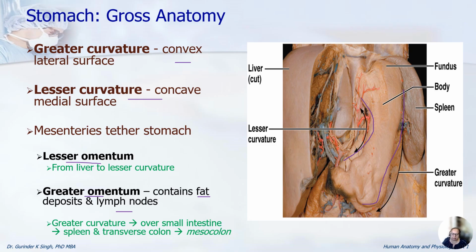Okay, and this greater curvature also is connected to your small intestine, and then this greater omentum covers your spleen, transverse colon, etc., and also part of the mesocolon is hidden underneath the greater omentum.